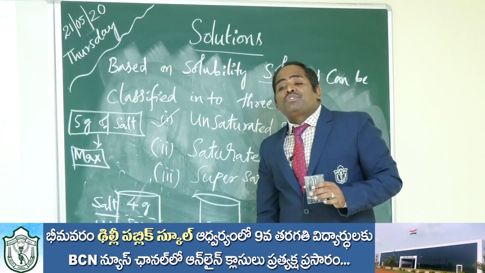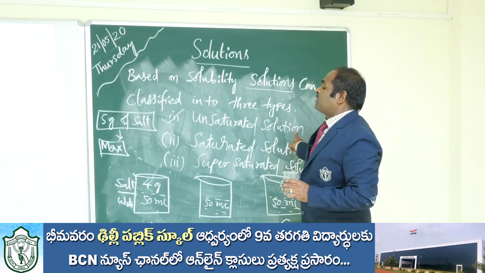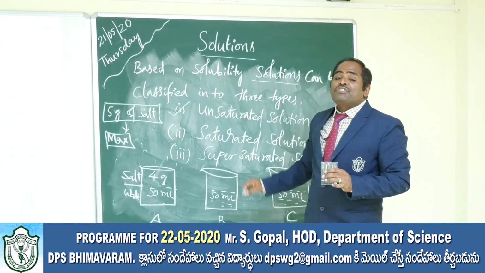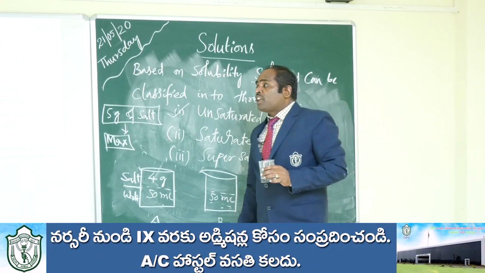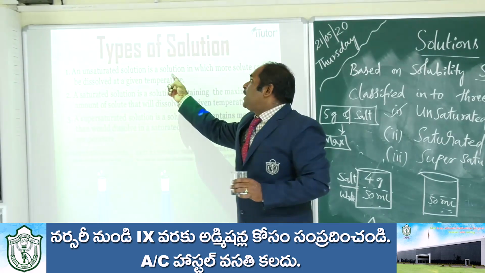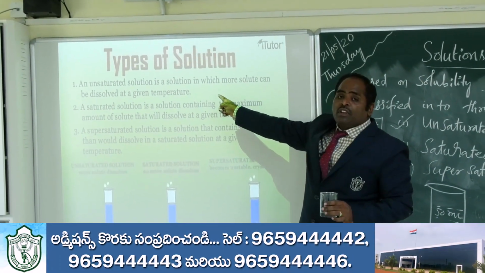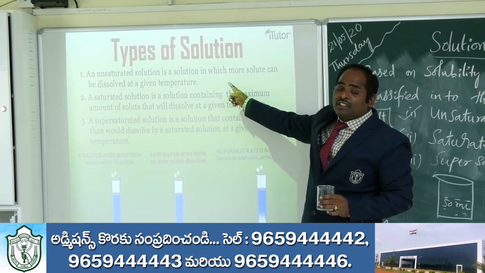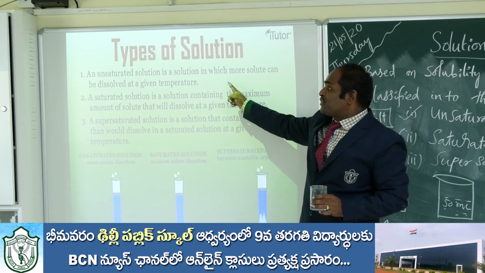Unsaturated solution means some more solute can be added in the solvent to become saturated. That means to satisfy the water molecules, some more salt can be added. See, children, it has already been displayed there. The first one is an unsaturated solution, in the binary solution. Unsaturated solution means the water molecule is not satisfied with the salt. That is the unsaturated solution.